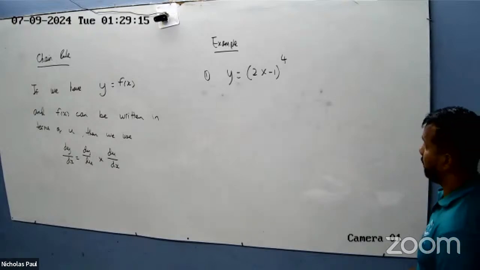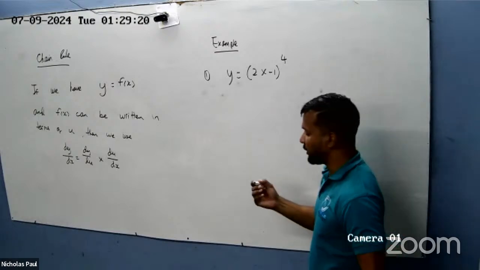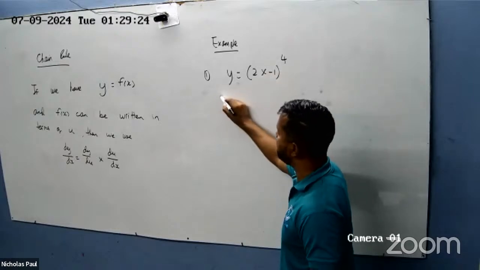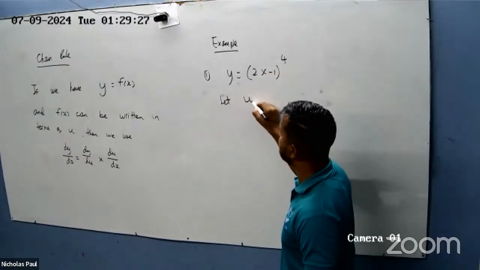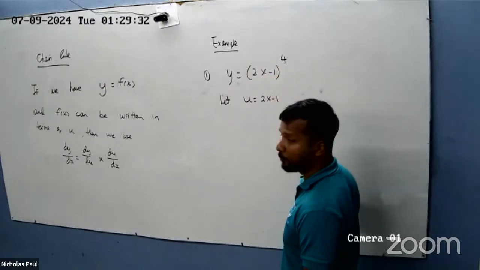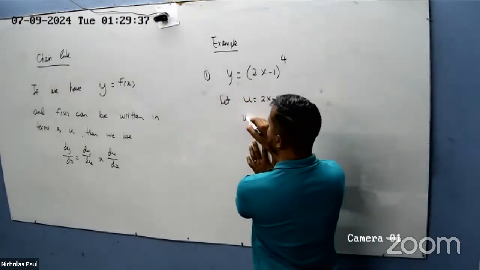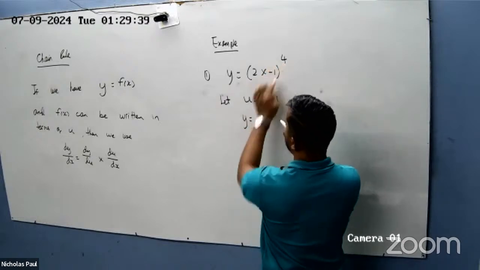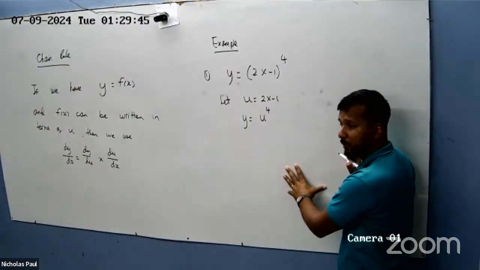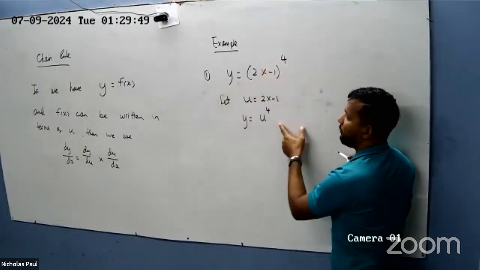Ready? There's a 4. So how do we use chain rule? Watch up here, really easy. First thing we're going to do is find a way to introduce u. So let u equal 2x minus 1. If I let u equal this, then y will be equal to u to the power of 4. So if I let u equal to this, y becomes u to the power of 4.